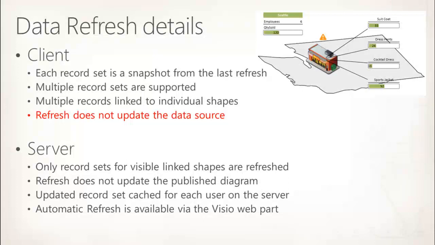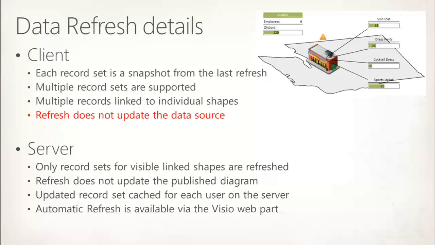There we go. Okay. So some details on data refresh. I talked about how the data was cached in that diagram, mostly for offline use. So that's a pretty simple scenario. The refresh on the server side doesn't update the VSDX file that you saved into the document library. Every user that visits that diagram basically gets a cached version of the diagram that the server serves up to them.